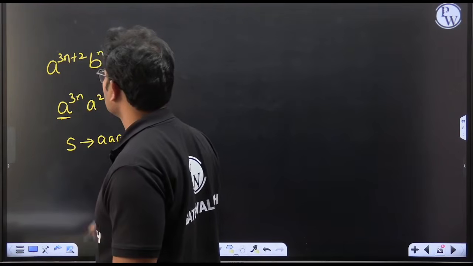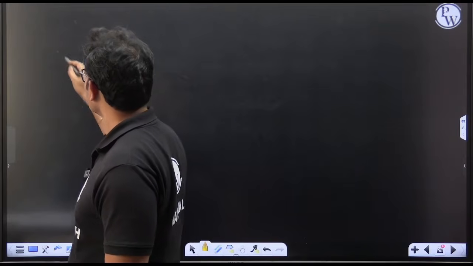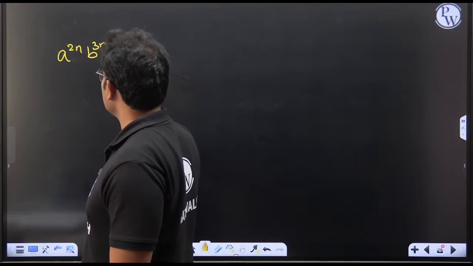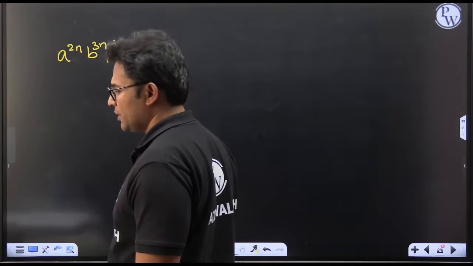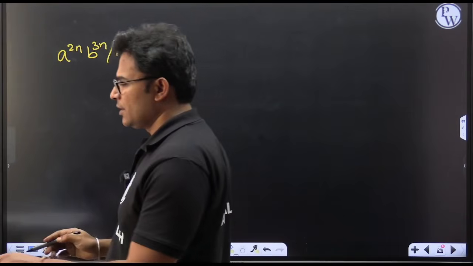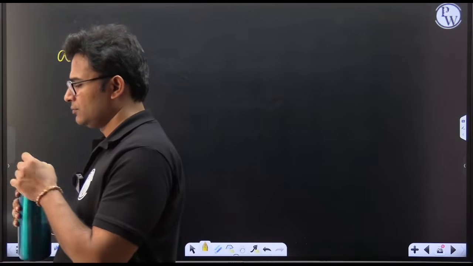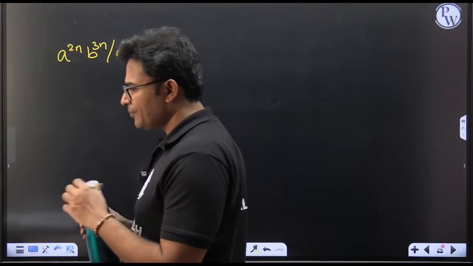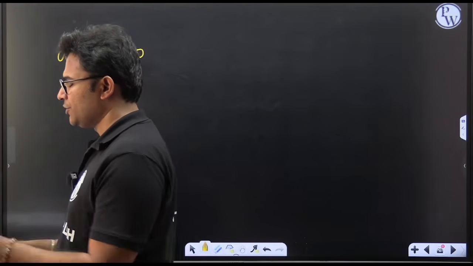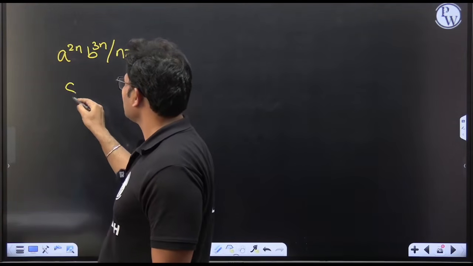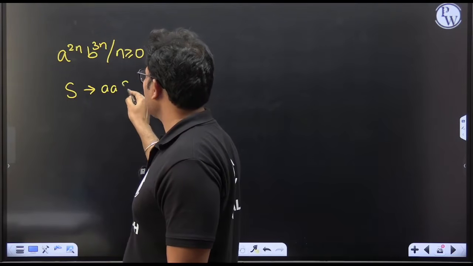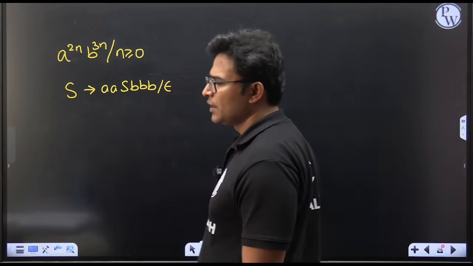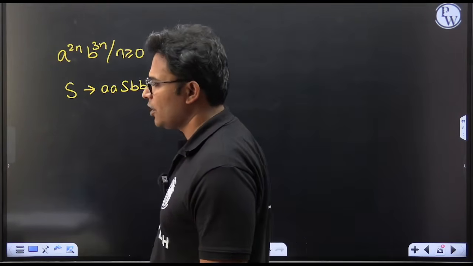Now let us say A power 2n B power 3n such that n is greater than or equal to 0. Okay? So what is it? S derives A, S, B, B, B, or epsilon.